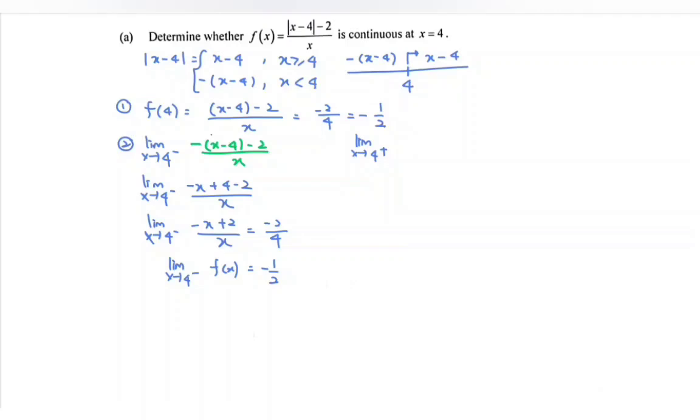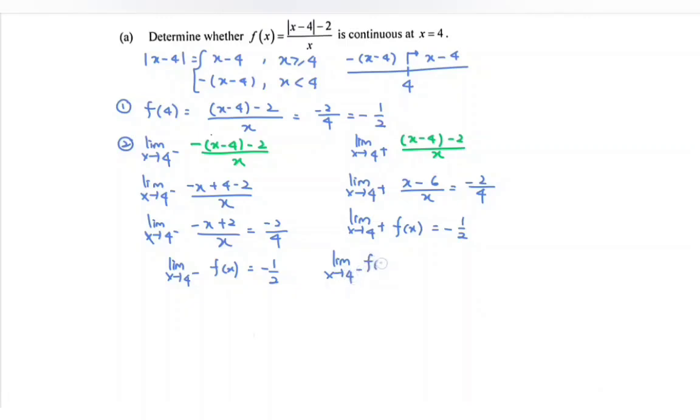Next, focus on the right hand side. So here we have (x - 4 - 2)/x. So rewrite the situation, limit when x approaching 4 from the right. So notice that we have (x - 6)/x. So if we substitute the 4, we will have -2/4, and the limit when x approaching 4 from the right for the function f(x), the value of y will be approaching -1/2. Notice that the limit when x approaching 4 from the left for the function f(x) is equals to the limit when x approaching 4 from the right for the function f(x).